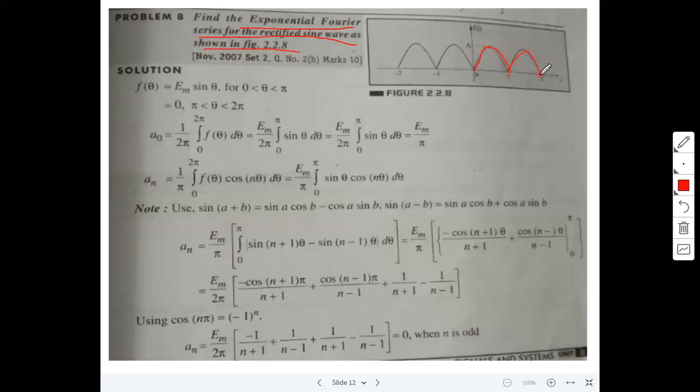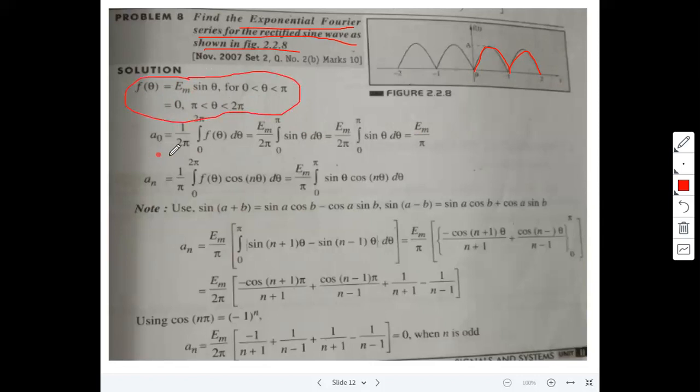For this one, we have to calculate the Fourier series. By using Fourier series, already we studied in mathematical analysis, right? Here the signal is defined: f(t) is equal to Em or Vm sin theta, existing only for 0 less than theta less than pi, and 0 for pi less than theta less than 2 pi. This is the signal definition, right?